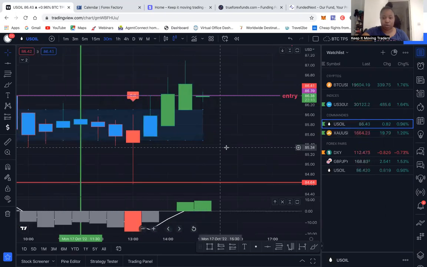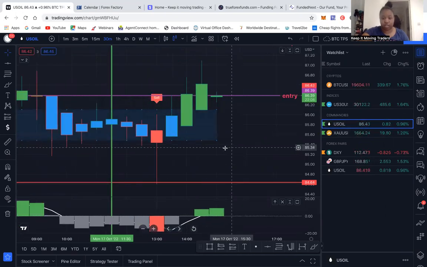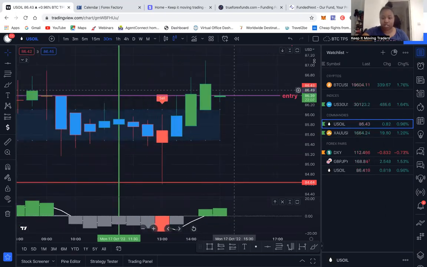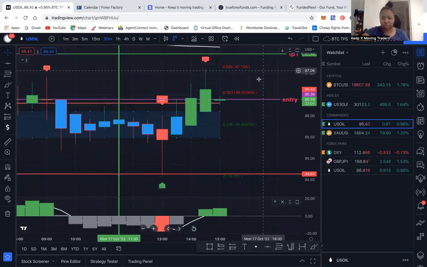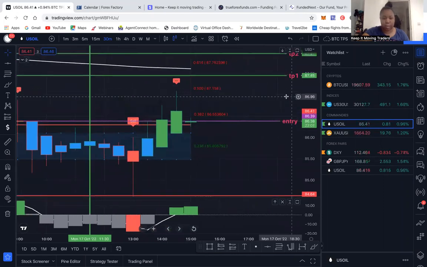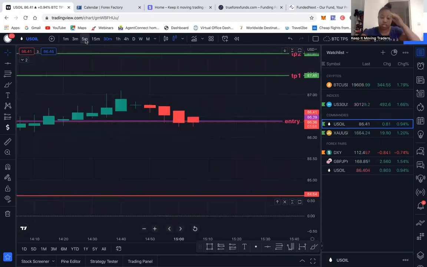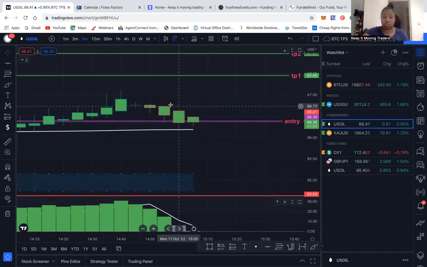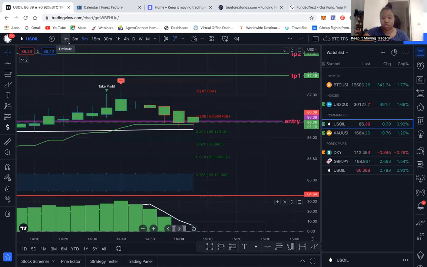So let's look at oil. Why is it saying entry? I never put this as a buy stop. All right, so that was on the higher time frame. You can do it on any time frame, guys. It doesn't have to be on the higher time frames. You can do it on the 5. You can do it on the 1 minute, but the 1 minute is too fast. I would say 5 minutes. Put it on the 5.